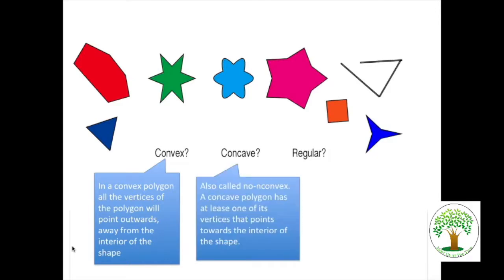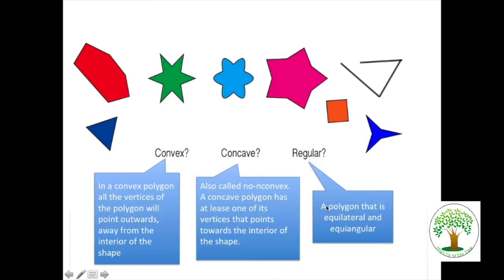So concave, also called non-convex. Other textbooks will call them non-convex. A concave polygon has at least one of its vertices that point toward the interior, or point in to the shape. So we only have to have one of them to be concave.